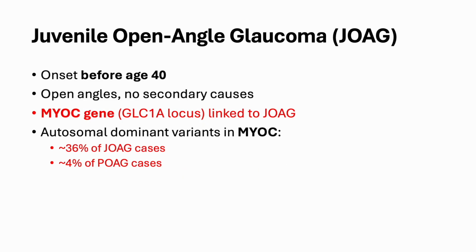Juvenile open-angle glaucoma presents before the age of 40 with open angles and no secondary causes. It is strongly linked to the MYOC gene located at the GLC1A locus. Autosomal dominant mutations in MYOC account for about 36% of JOAG cases and roughly 4% of all primary open-angle glaucoma cases.